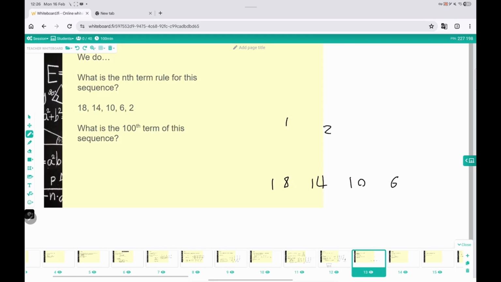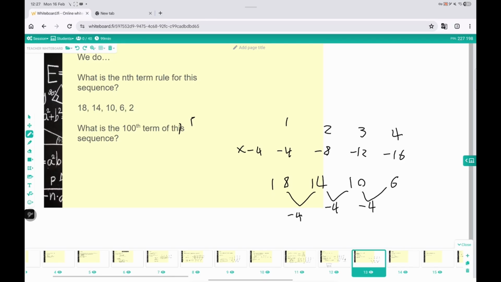Okay, so 1, 2, 3, 4. Now when we look at the difference, we are minusing 4 each time. So when we do our multiplication stage, we're not timesing by 4, we're timesing by minus 4. We need a sequence that's going down. So 1 times minus 4 is minus 4. 2 times minus 4 is minus 8. We've basically got the minus 4 times table.